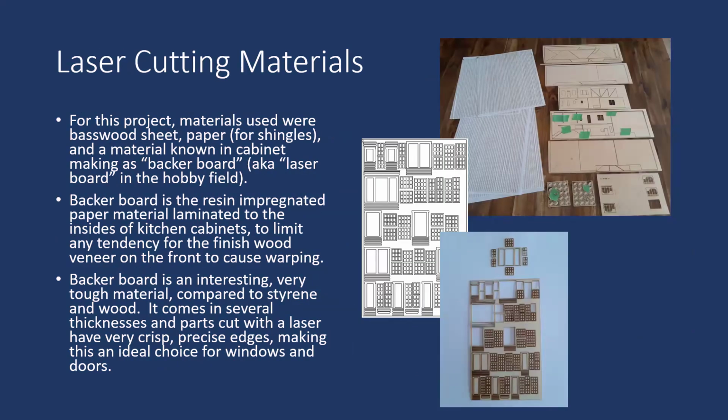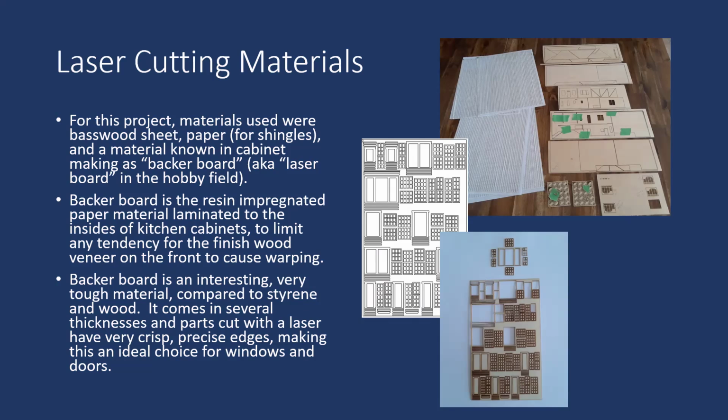Now, for this project, materials used were basswood sheet, paper for the roof shingles and wall shingles, and a material known in cabinet making as backer board, which is also referred to as laser board in the hobby field. Backer board is the resin-impregnated paper material laminated to the insides of kitchen cabinets to limit any tendency for the finished wood veneer on the front to cause warping.